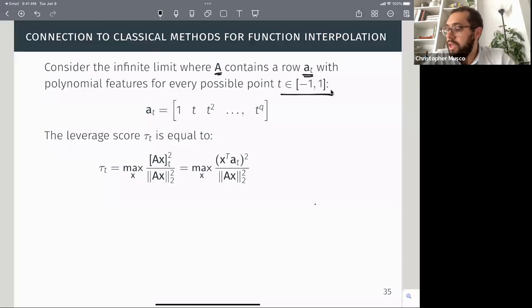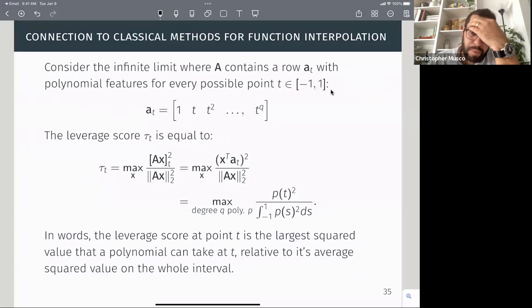And then in that row, I have all the degree Q polynomial features for T. In this case, I can still write down what the leverage score is. The leverage score of a row T is equal to this maximization problem. It turns out that for polynomials, what's the top of that fraction? It's just some polynomial evaluated at T.